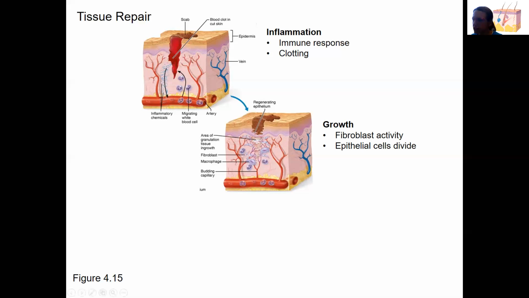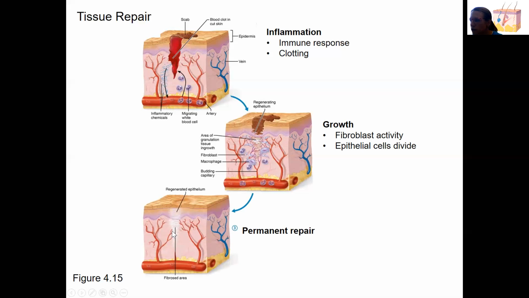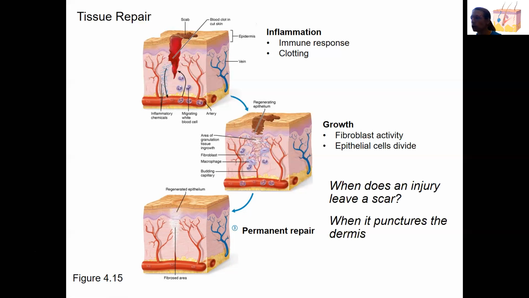You can actually see that here with this last one, which is permanent repair. There's a little bit of area that's fibrosed. That's just collagen parallel fibers that are not really what was there beforehand. And the epithelium here regenerates fairly normally. So when does an injury leave a scar? When it punctures the dermis. If it just punctures the epithelium, you're not going to have a scar because those cells are always regenerating anyway. Puncturing into the dermis is not something that happens without probably having some amount of scar tissue occur.